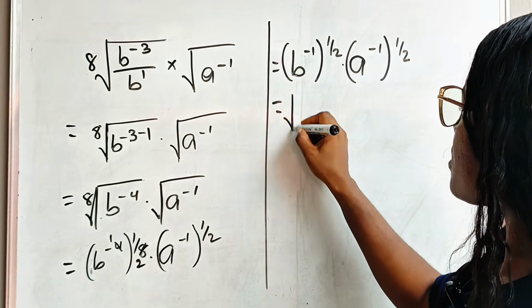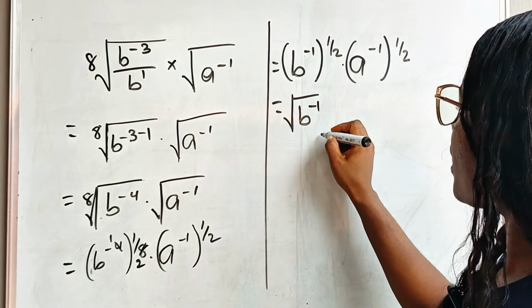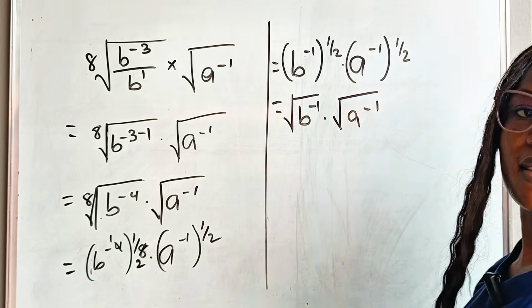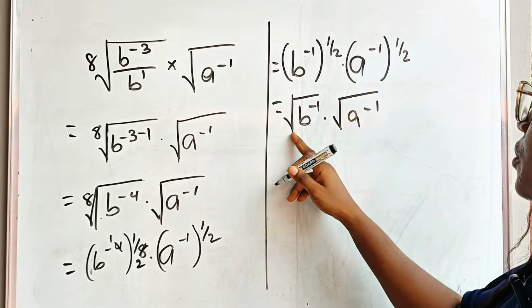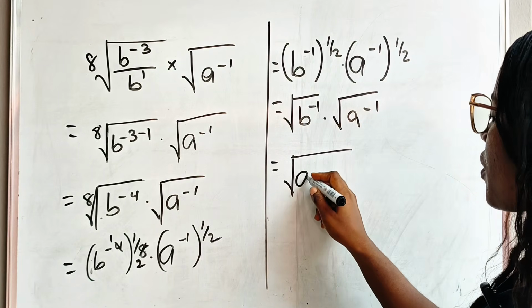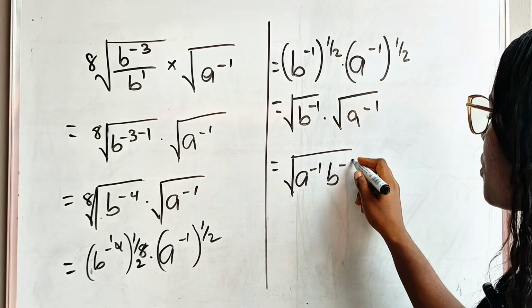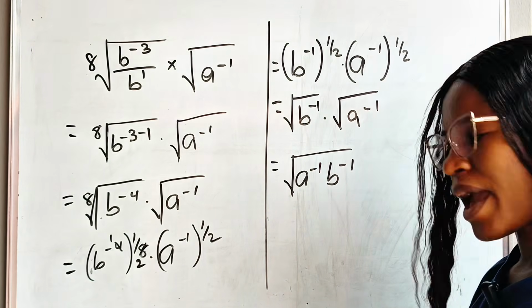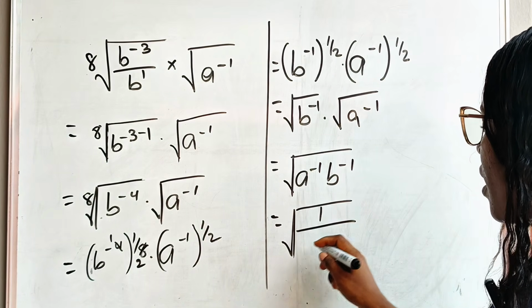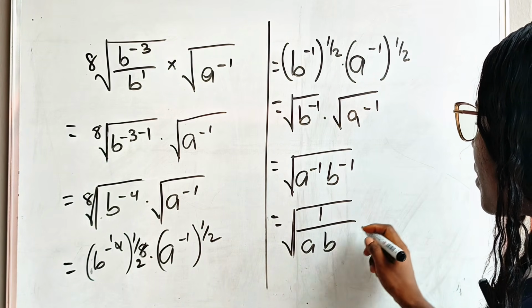Which is the same thing as the square root of b to the power of negative 1 multiplied by the square root of a to the power of negative 1, right? So we can bring the square root together, meaning this is the same thing as the square root of a to the power of negative 1, b to the power of negative 1. We can also write this as the square root of 1 over a multiplied by b.